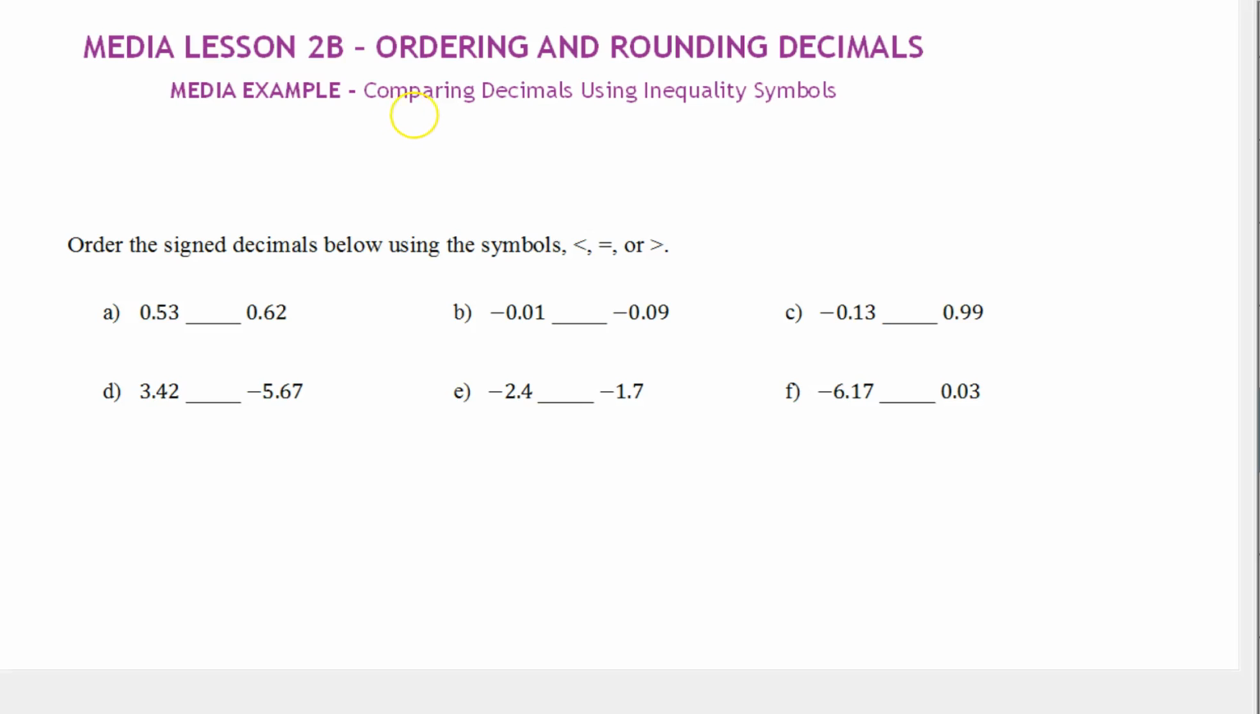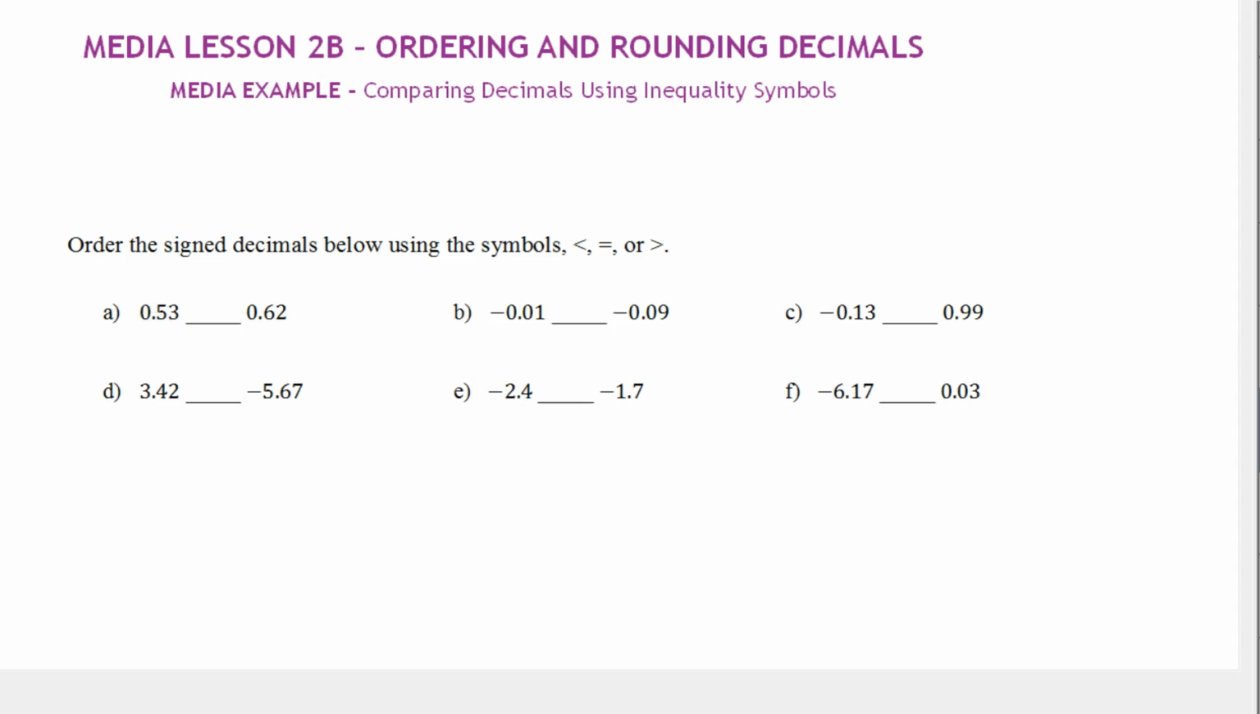In this example, we're going to compare decimals using inequality symbols. So inequality symbols are the notation we're going to use to compare them. So it's just two numbers instead of the ordered list we were using before. So let's look at the first example.